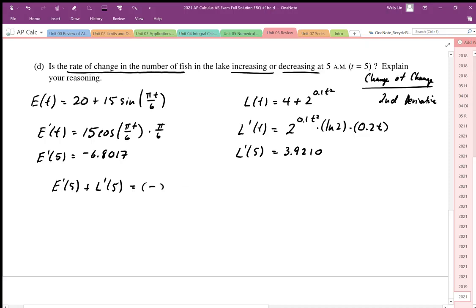Now if we want to know exactly what that value is, it's going to be negative 6.8017 plus 3.9210, and we end up with a negative 2.8807. So the fact that it's negative, we know that the rate is decreasing. And again, that is due to that negative value here. The rate is decreasing.